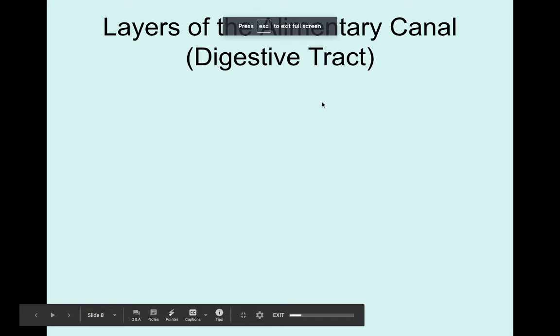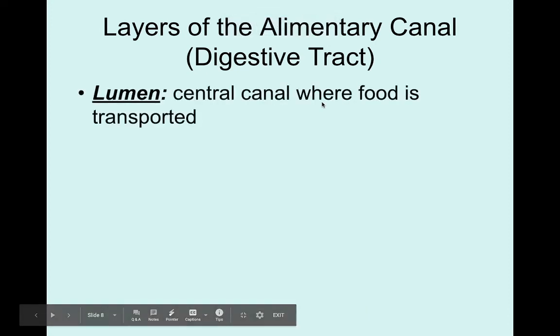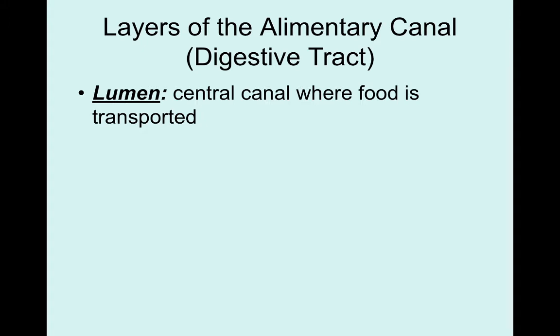But we have 4 layers in the wall of the digestive tract or the alimentary canal. The first layer is not really a layer, it's called the lumen. Again, we're starting from the inside out, so we're starting deep and going superficial. So in the very center of your digestive tract, you have the lumen. This is not really a layer, but it is just an opening. It's the opening where the food will move through.